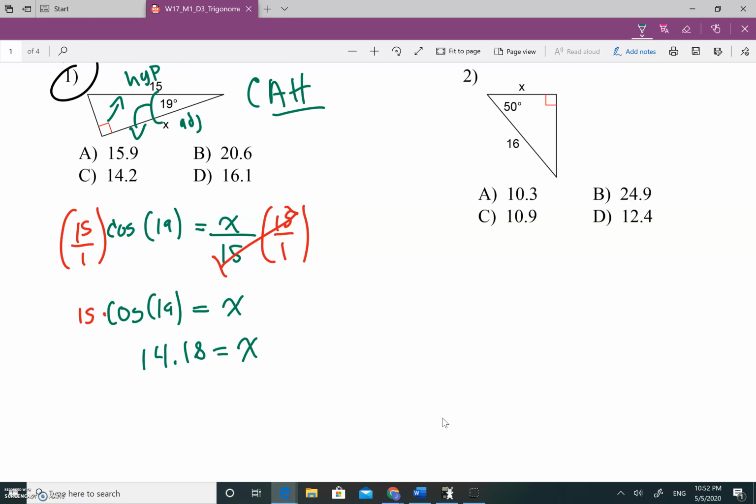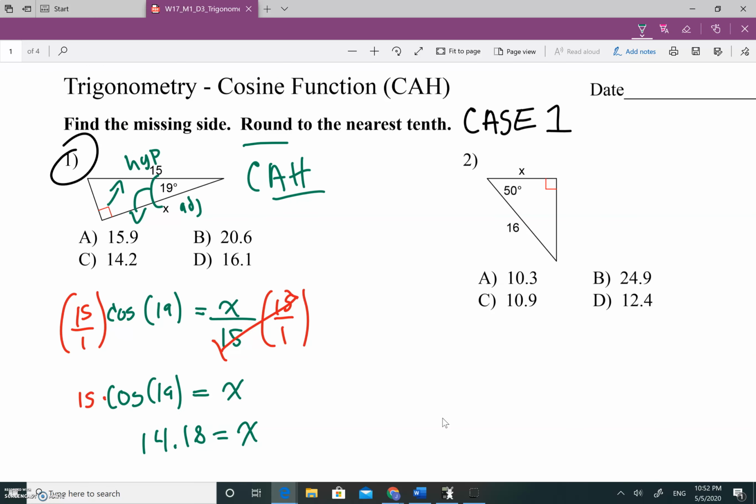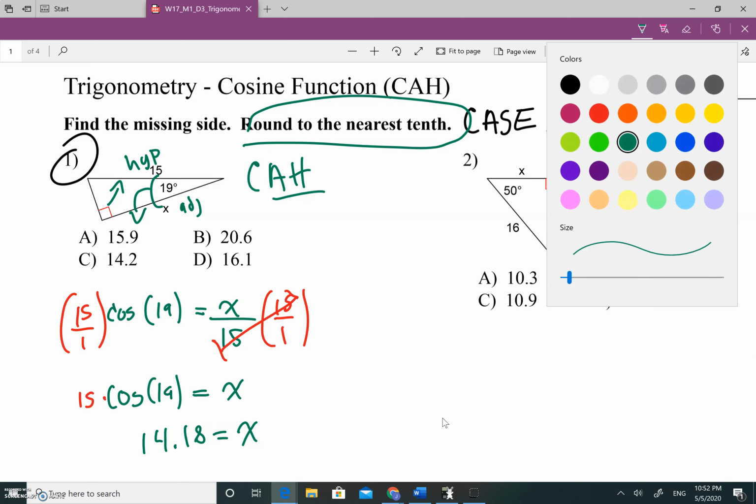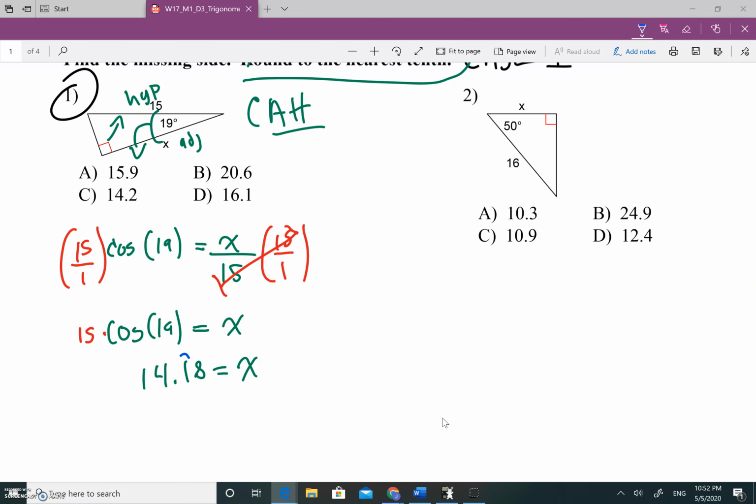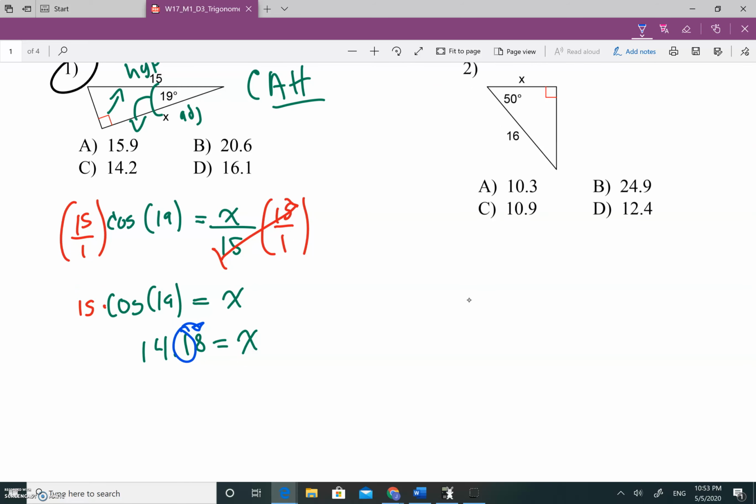is equal to x, but if you notice on the direction, it says to round to the nearest tenth. So if I want to round to the nearest tenth, basically what I have to do is look at my tenth place, which is the 1, and then look at the number afterwards. So the number afterwards is an 8. If it is a 5 or greater, you have to go 1 up. If it is 0, 1, 2, 3, and 4, you stay where the number is at. In this case, because it's an 8, I have to write 14.2, and that's my answer. That's going to be C.